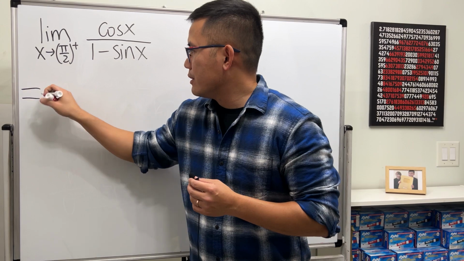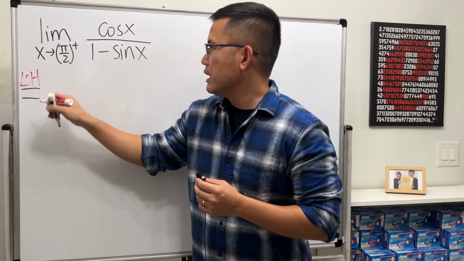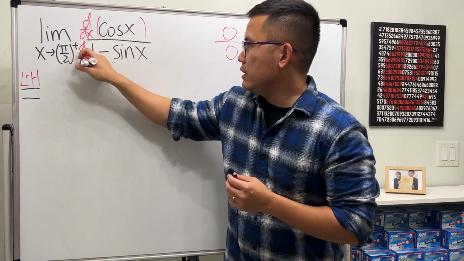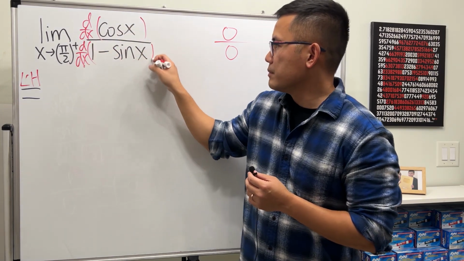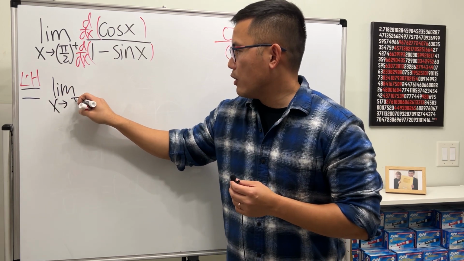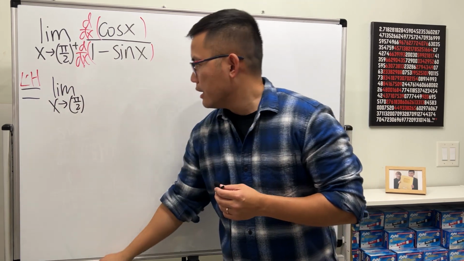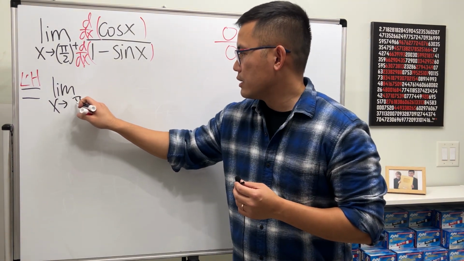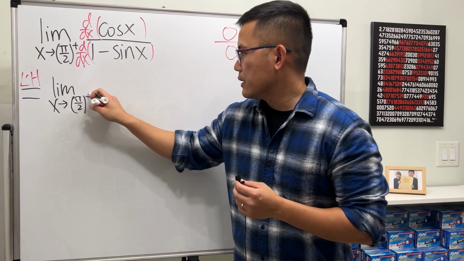And here we go. Let me just write this down right here for you guys. Let's go ahead and differentiate the top and also differentiate the bottom. This becomes the limit as x approaching pi over 2 plus. Even though this is a one-sided limit, don't worry, this right here still works.